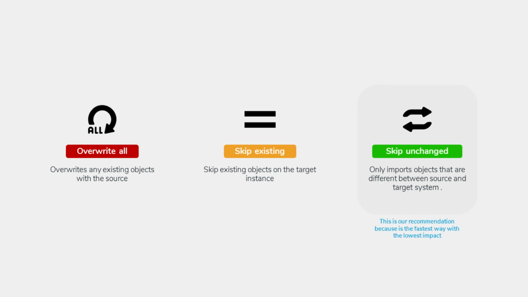We support the following transport strategies. Overwrite all. Overwrites any existing objects with the source, recommended for intentionally overwriting everything. Skip existing. Skip existing objects on the target instance, recommended for importing new objects. Skip Unchanged. Only imports objects that are different between source and target system. This is our recommendation because it's the fastest way with the lowest impact.